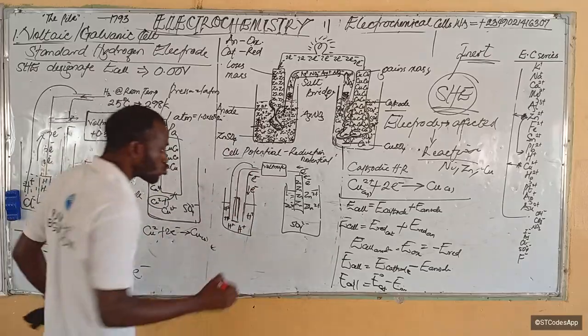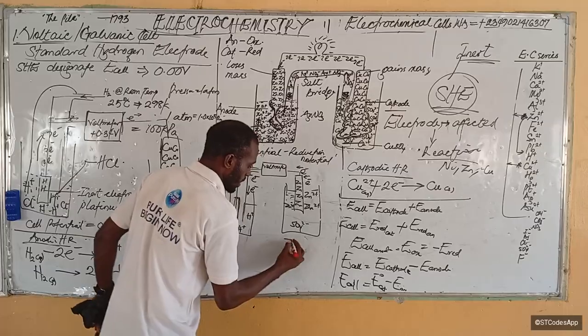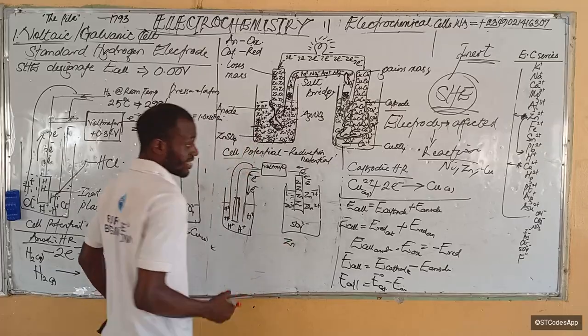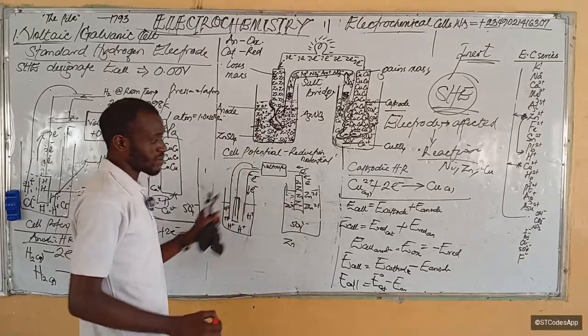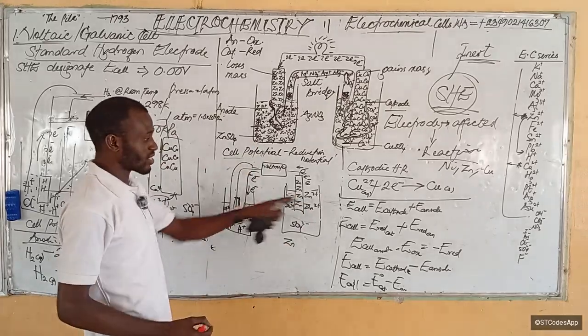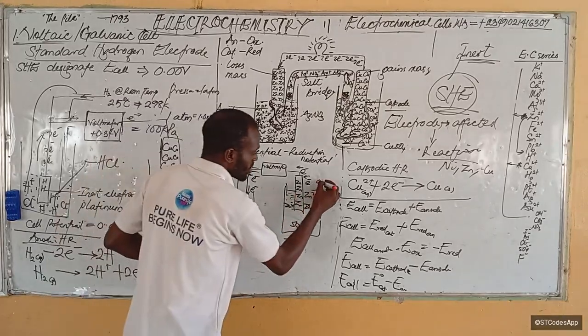Electrons will move in this direction. Two electrons like that too, so the cathodic half reaction will look like this. Now in this case, this will become the anode and this will become the cathode. Is that okay? So this one will now be the anode.